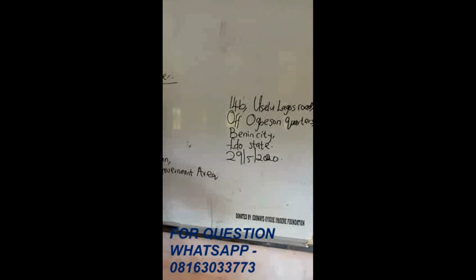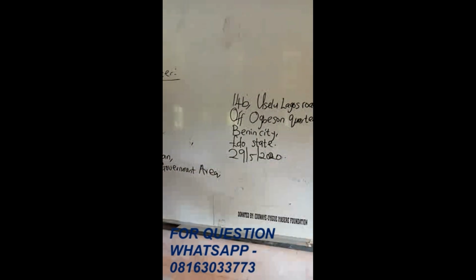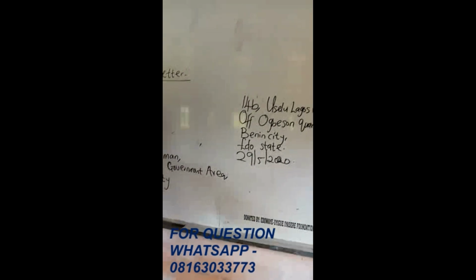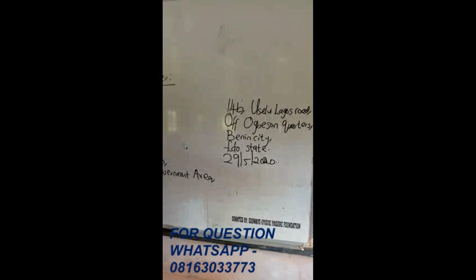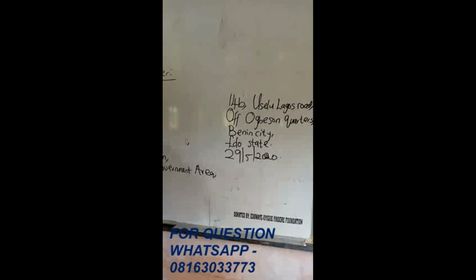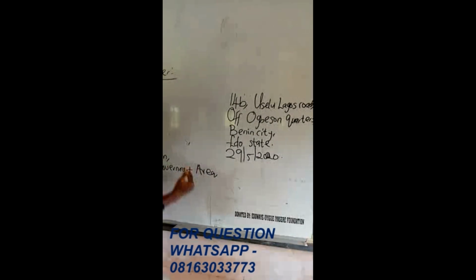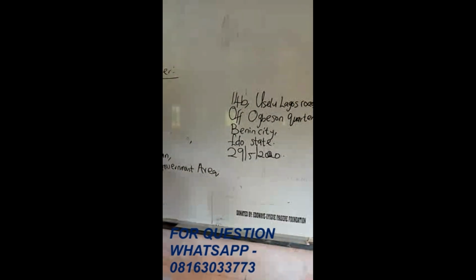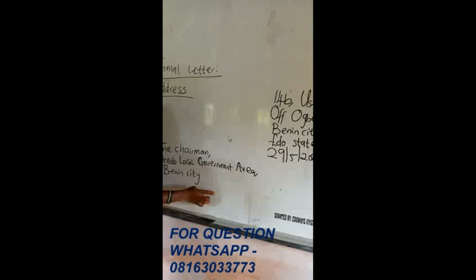Assuming I'm writing outside the state or outside Nigeria, if the local government chairman is not in Edo State, I'll write the state to which the letter is going. For example, I write The Chairman, Waste Management Board, Nigeria. If the headquarters is in Lagos, you write Ikeja, Lagos State. That is what you do.